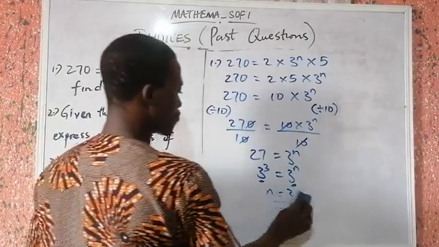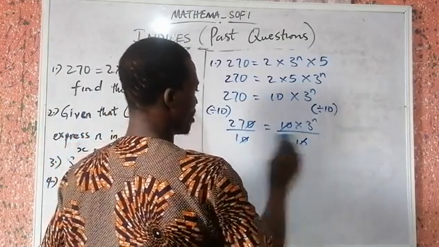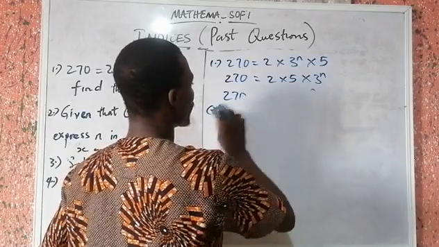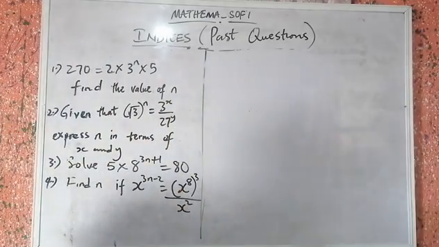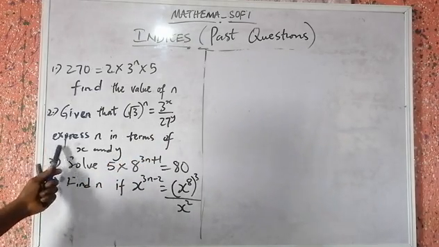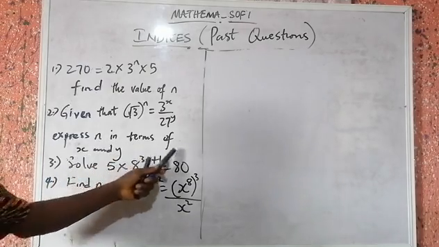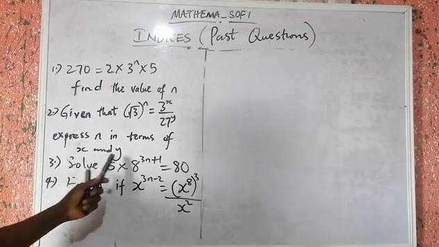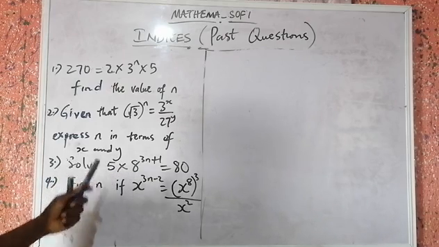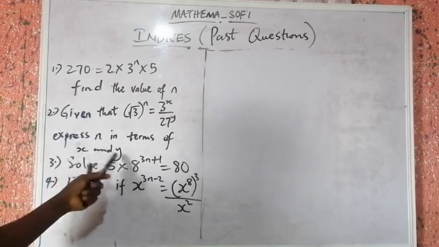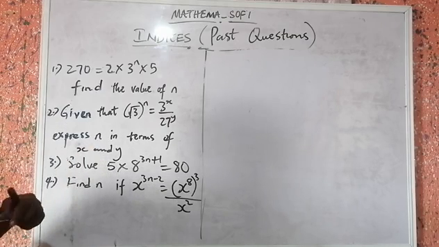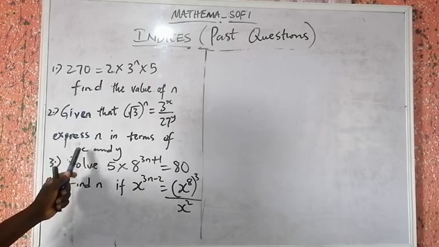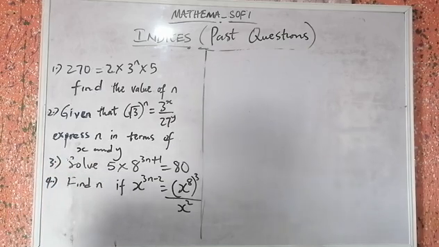So let's move to question number 2. In question number 2, we are given this equation, and we have to express n in terms of x and y. We need to first understand this. It means that in our final answer, x and y should appear. It is n that we want to find, but when we are finding our n, let us bear in mind that the answer for n will contain x and y. So you don't have to stress yourself.